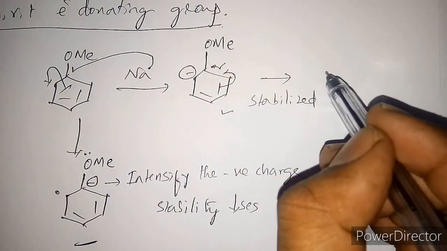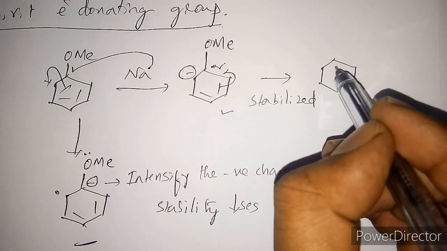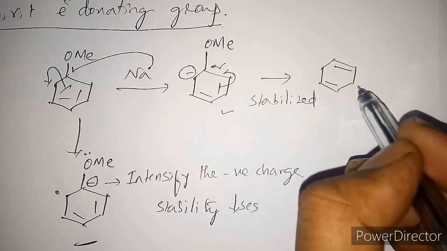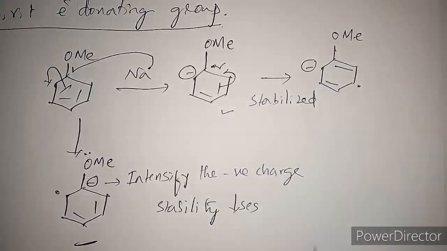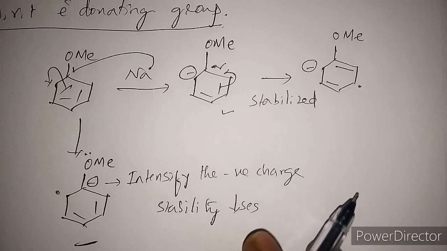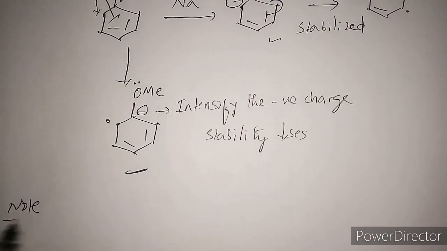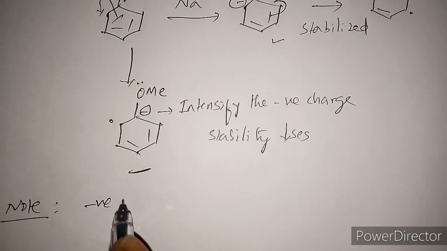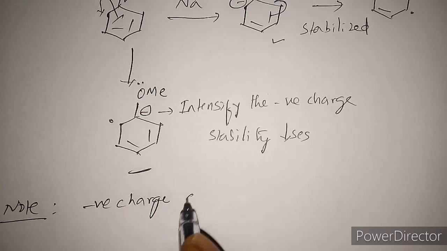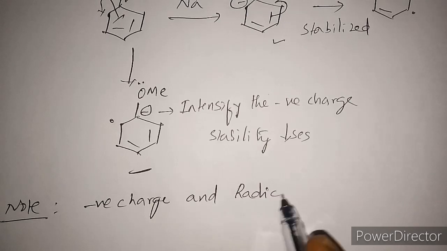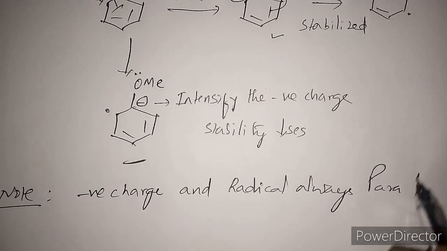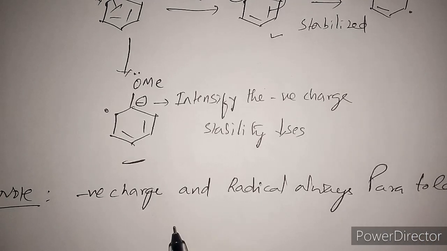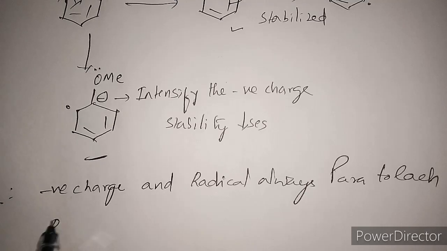So you will get like this in order to overcome the repulsion. You will get like this. So negative charge here. So always the negative charge and the radical are para to each other. So we need to make a note. Always the negative charge and radical are always para to each other. So that we need to remember.